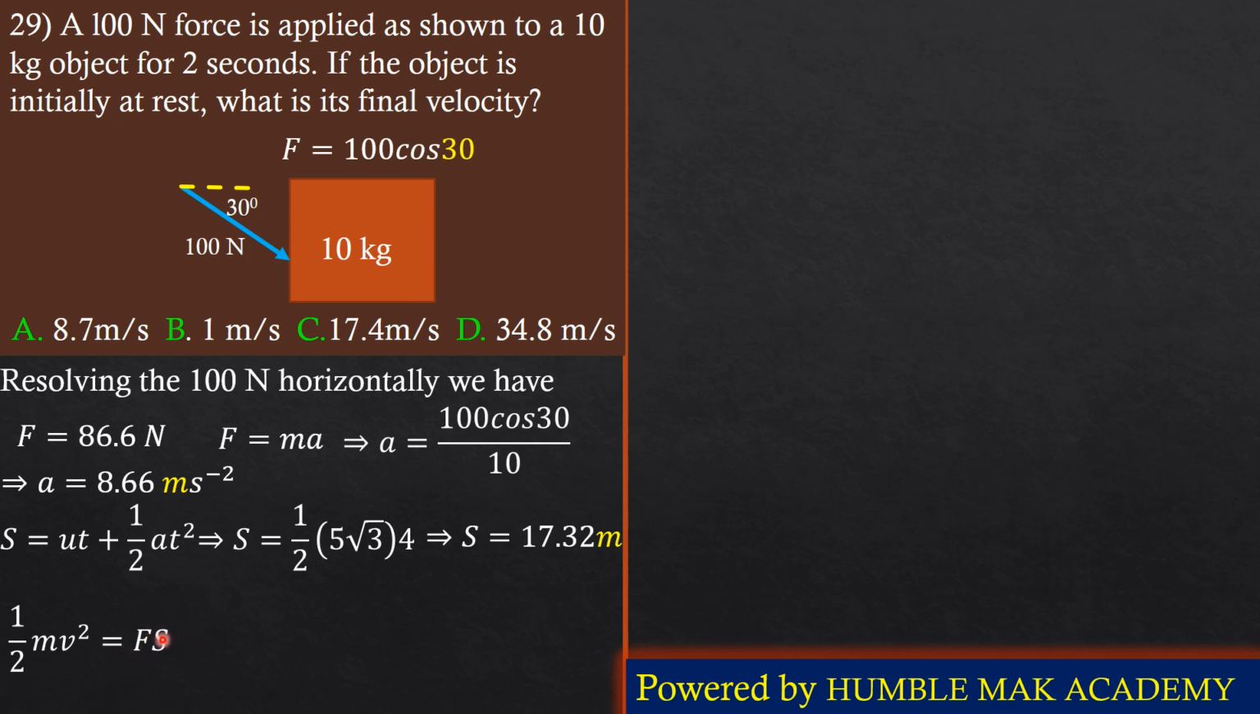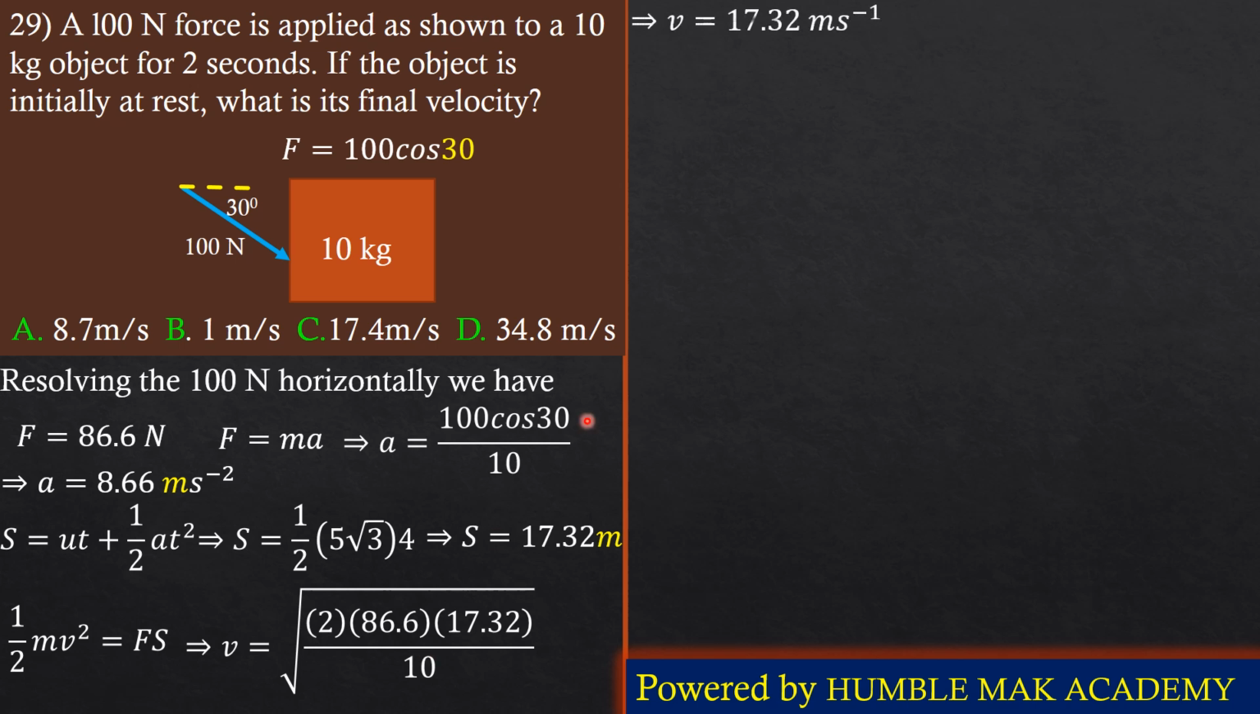In this case, guys, if we make v the subject and plug in our values, we're going to have v to be the square root of 2 times 86.6 times 17.32, all over 10. Simplifying it gives us v to be 17.32 meters per second. Great. So, guys, option C is the closest answer, and has to be the best answer for this question.